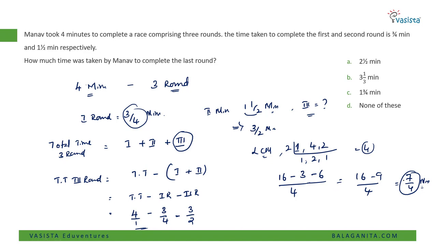So now convert this into improper: 7 divided by 4, 4 1s are 4, 3. This is quotient, remainder and divisor, that is QRD, that is 1 3 by 4. 1 3 by 4 minutes, right, 1 3 by 4 minutes, that is option C is the right one.